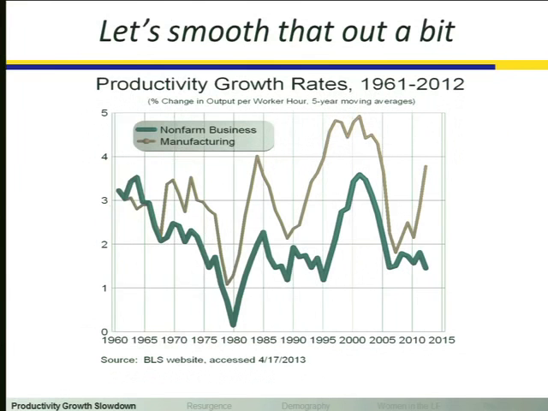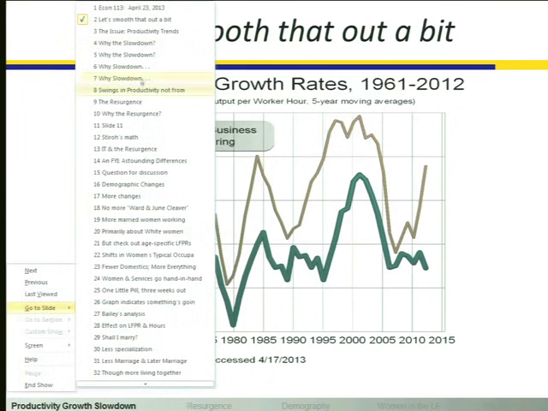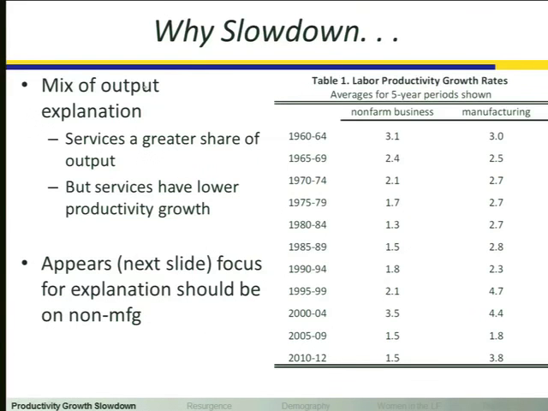If manufacturing is above non-farm business, then non-farm business minus manufacturing must be below it for this to be the average. So what I did in this next slide was to look at the mix of output and see whether or not we can get anything out of the rise of services over time in trying to explain the slowdown in productivity growth.